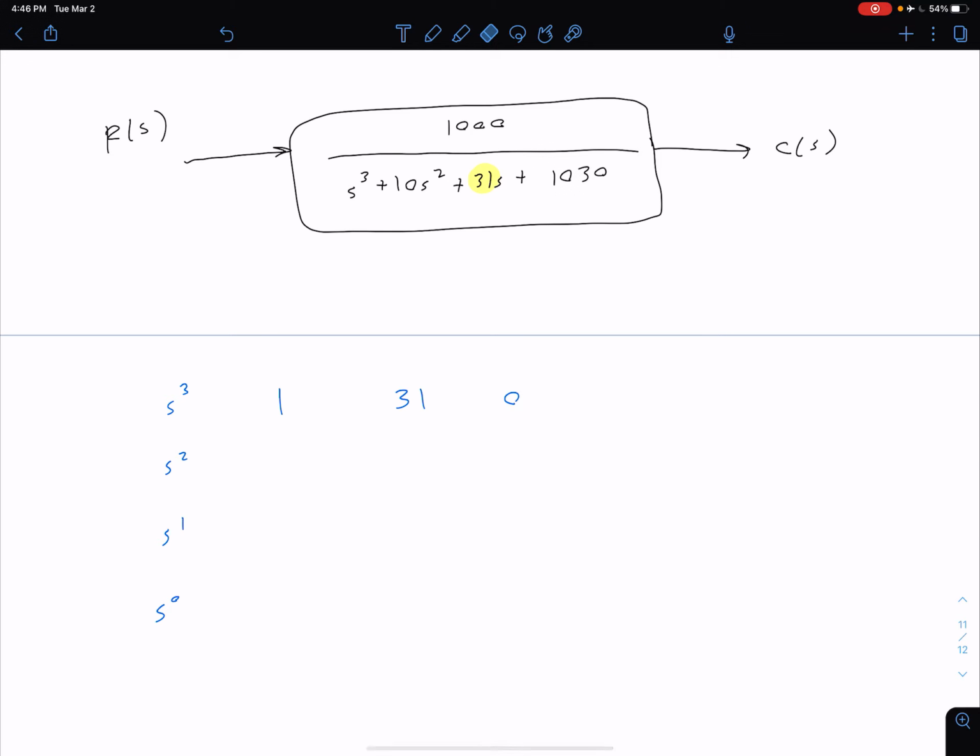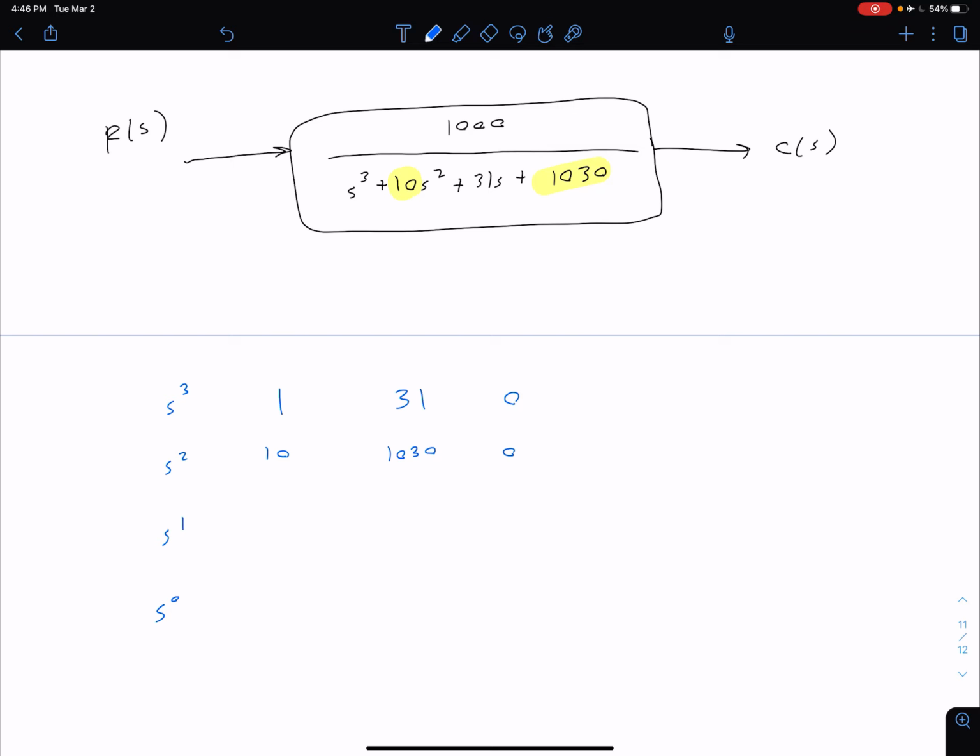So what we do next is we come back up here, and for our second row, our S squared row, we're going to go to the coefficients we skipped. We skipped over this 10 for our S squared, and we skipped over this 1030. So we're going to come back down here, and we're going to say we have 10 and 1030. And again, maybe you're not as familiar with when we can stop, when we need zeros, when we don't. So we can just go ahead and put zeros there if we want.